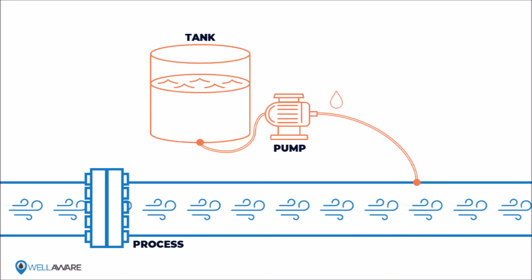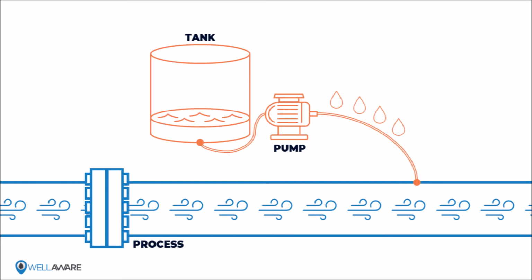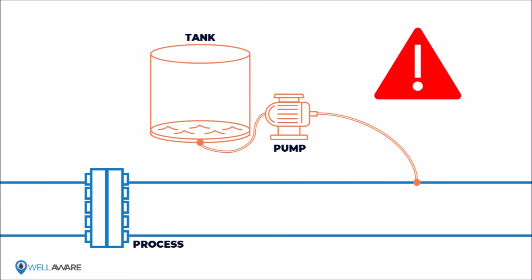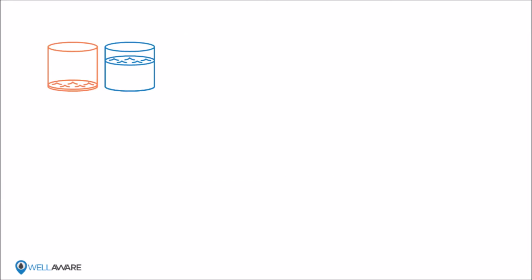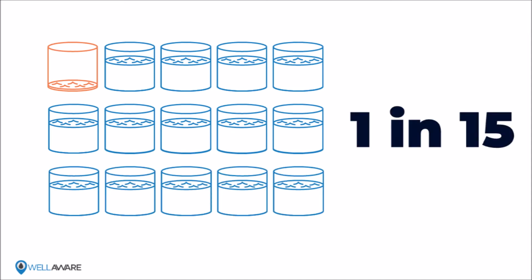Unfortunately, many industrial chemical management programs have a hard time keeping tanks from running dry. Technicians often have many tasks to handle, and inventory checks often don't get completed. In fact, WellAware baseline data suggests that 1 in 15 chemical injection tanks is empty at any given time. This is a huge problem.